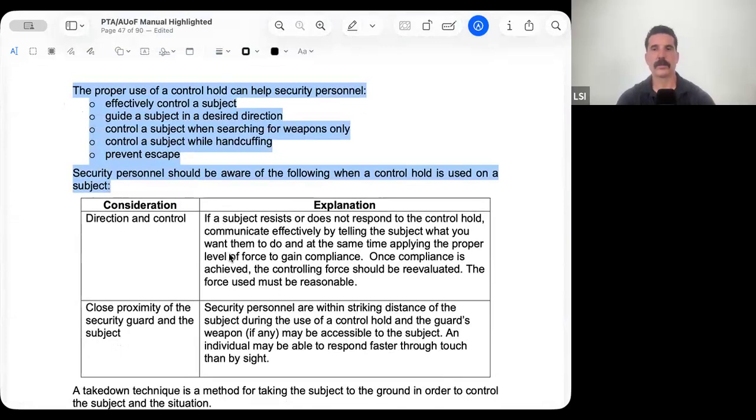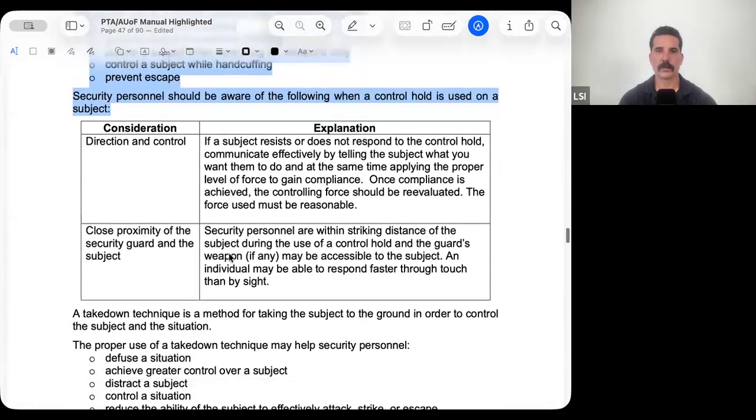The proper use of a control hold can help security personnel effectively control a subject: guide a subject in a desired direction, control a subject while searching for weapons only, control a subject while handcuffing, prevent escape. Security personnel should be aware of the following when a control hold is used on a subject.